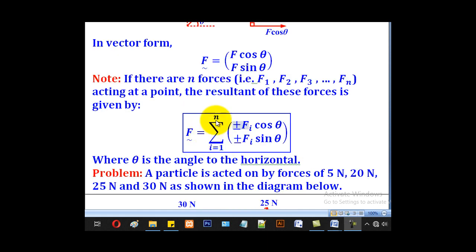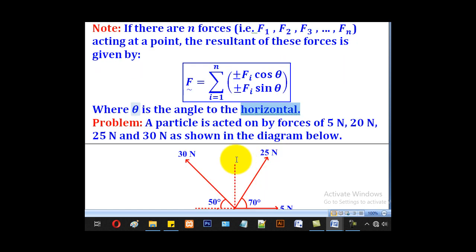So the resultant of a given number of forces, for example F1, F2, F3, Fn, is given by adding all the vector components. So the horizontal is plus or minus Fi cos theta, where i can be 1, 2, 3 up to n. So here you can put F1, F2, F3 and so on. Plus means it is going to the right horizontally, and minus means it is going to the left horizontally. Also the same for the vertical. Positive means it's going upwards vertically, and negative means it is going downwards vertically. And remember, vertical is sine theta, horizontal is cos. So theta is the angle to the horizontal. Always note that it has to be the angle to the horizontal.